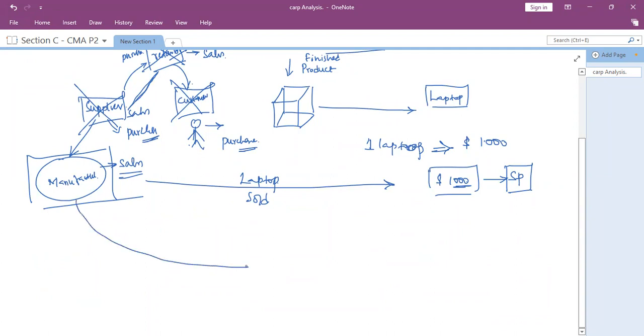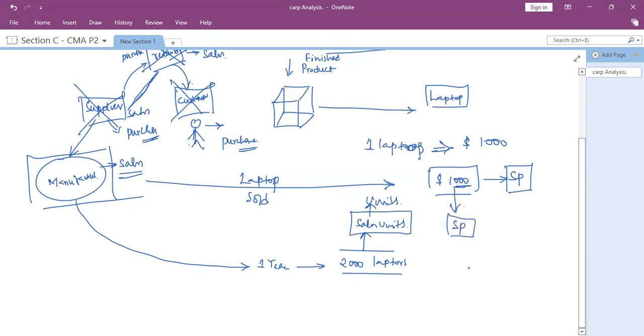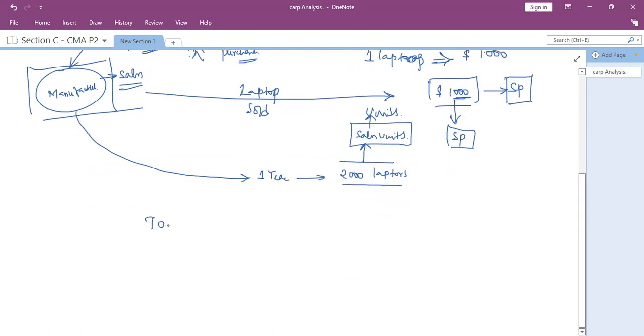In the entire year, this manufacturer might have sold how many laptops? Let us take some example, 2,000 laptops. So what is this? Number of sales units. And what is this? Selling price, correct? What is the total sales value for this manufacturer if units sold are 2,000 and the selling price is 1,000? 2 million.